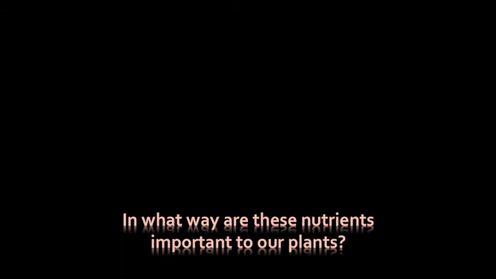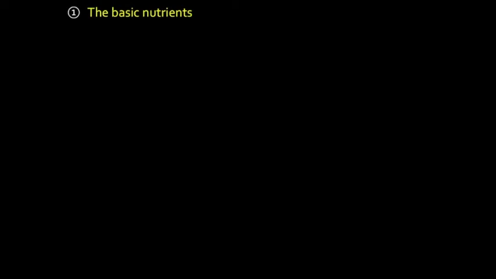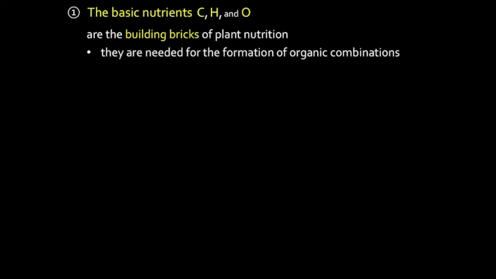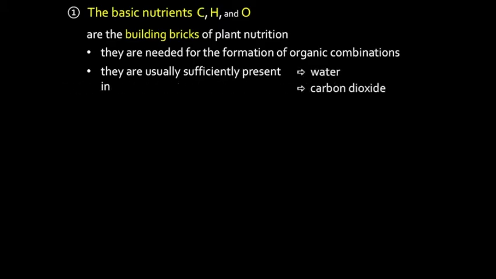In what way are these nutrients important to our plants? Well, the basic nutrients, carbon, hydrogen, and oxygen, are the building bricks of plant nutrition. They are needed for the formation of organic combinations, and they are usually sufficiently present in water and carbon dioxide.